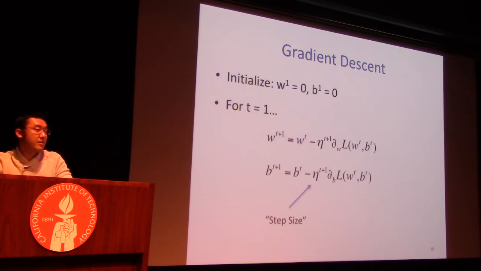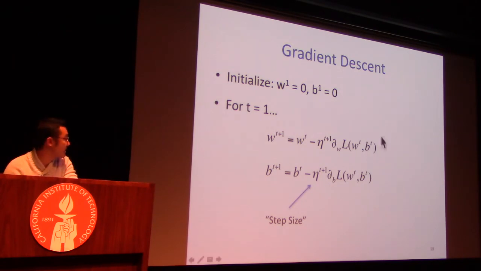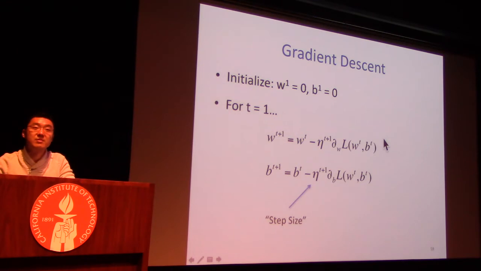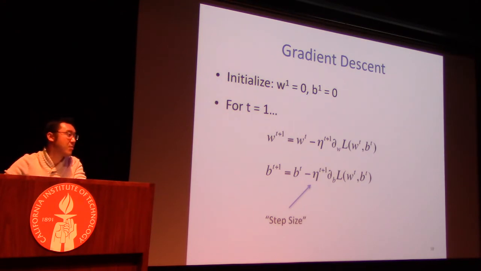We simply look at where we are in the loss function landscape, and we take a step in the steepest descent direction to minimize this loss function. And we iteratively do this until we converge to some model parameters with a low loss. That's it. Any questions?